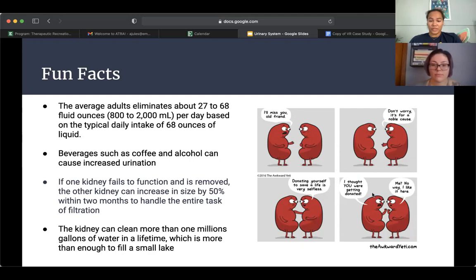And I just thought this picture was kind of funny about the kidneys. Just thought I'd add that in.